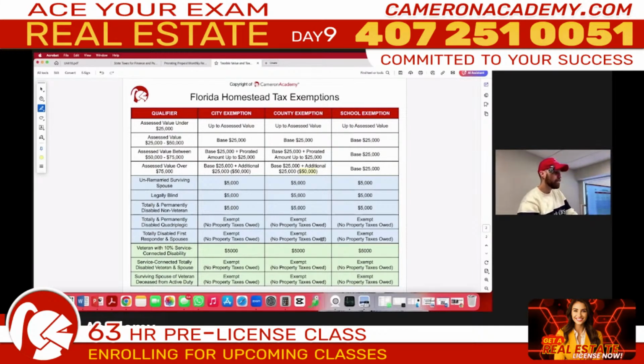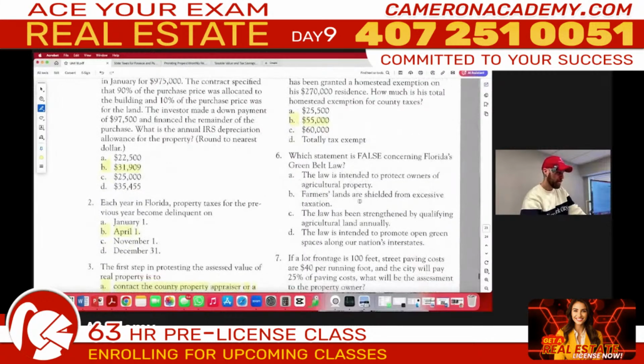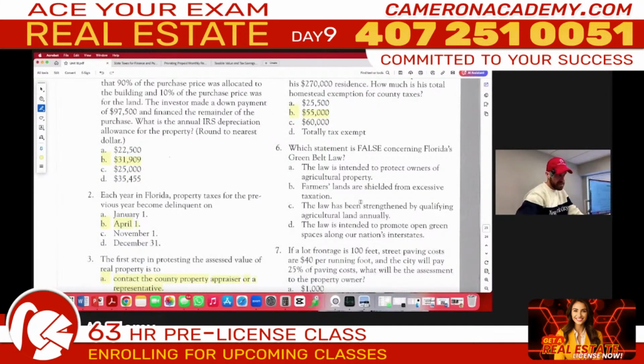Plus, she's a widow. How much do you get for being a widow? Exactly. So add those two figures together. What's your total homestead exemption for county? It's $55,000. The reference chart makes it easy. Obviously, you have to dedicate it to memory for your exam, but I try to put it all in one place for you to make it easy to study.